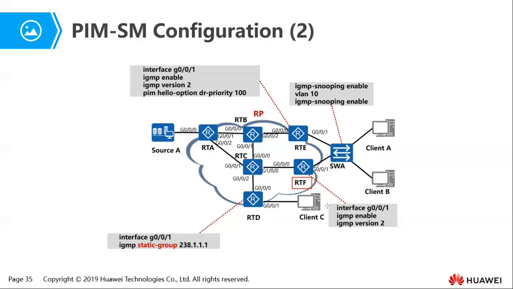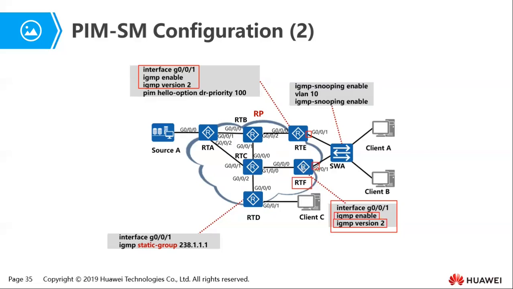RTF is also a last hop router because it's connecting to receivers. Therefore, you also have to enable IGMP on this particular interface that is connecting to the receivers. And the IGMP version we've been told to use is IGMP version two. Remember, you also have to do that for this interface on RTE. So that is what we are doing here.